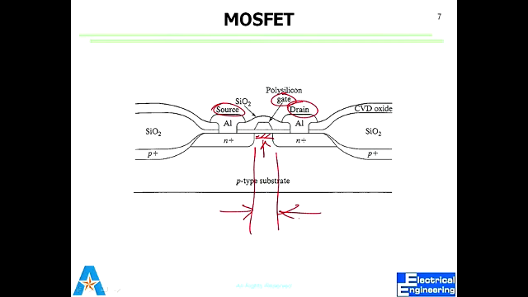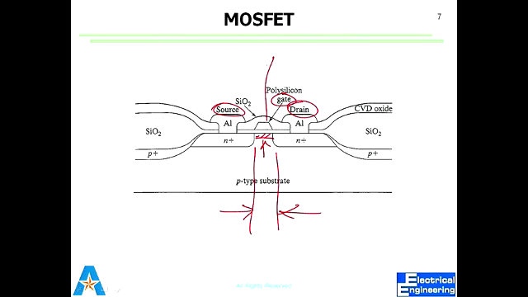So what does the gate do here? Controls the channel. And when you say control the channel, what happens by controlling the channel? Blocks the current. Blocks the transport of charge, right? So we can control the charge flow from source to drain by controlling the bias on the gate.